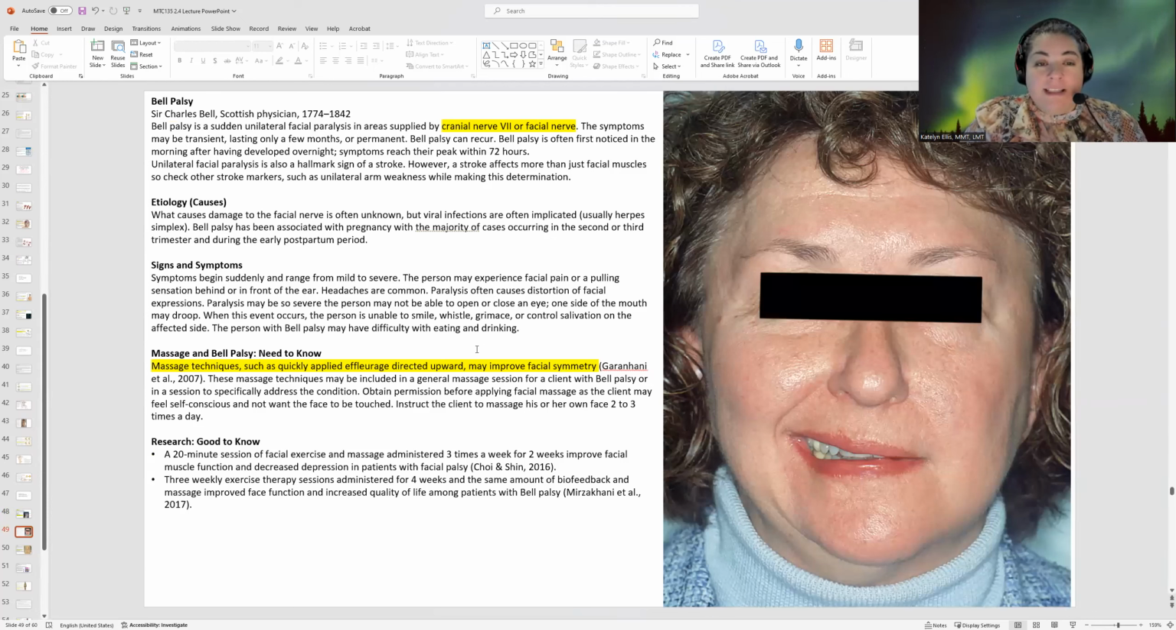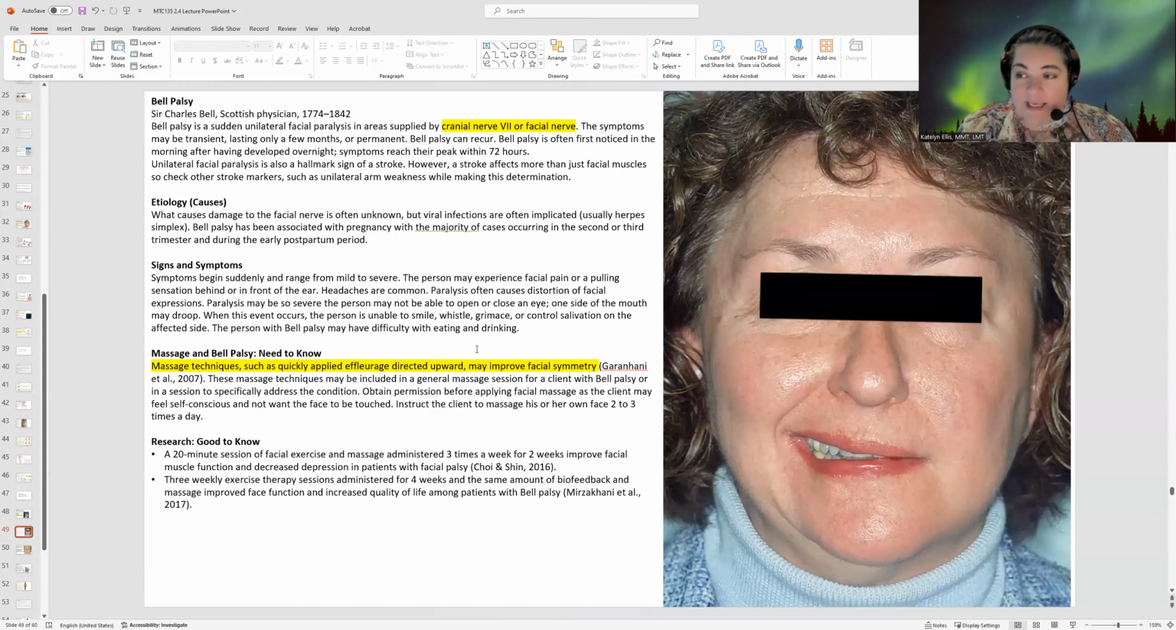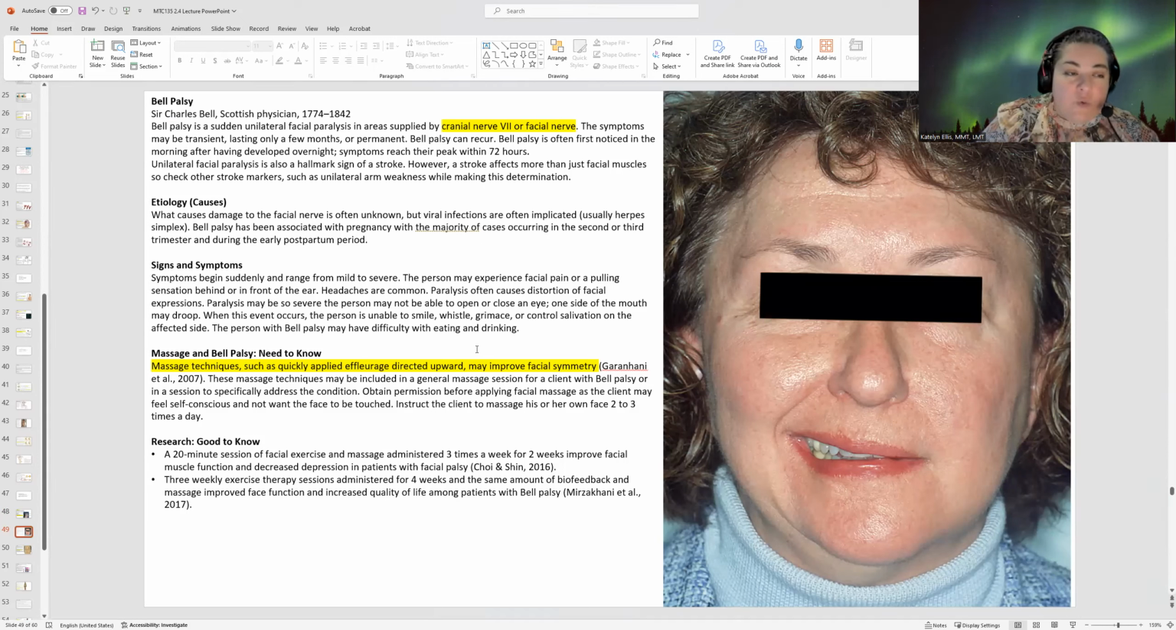Now, there's also Bell palsy. This is cranial nerve number 7, or the facial nerve. Bell palsy is also a unilateral issue. It is a sudden facial paralysis in areas supplied by cranial nerve 7, or the facial nerve. These symptoms may last a few months, or they may be permanent. It's usually first noticed in the morning because it usually develops overnight. Now, unilateral facial paralysis is often a sign of a stroke, but you won't have the other issues with this, like arm immobility or instability, that you would with a stroke.